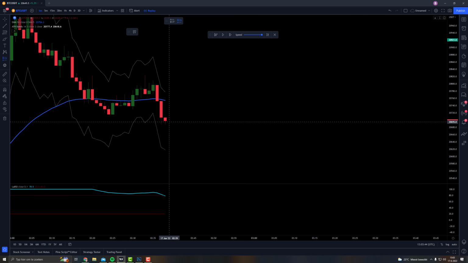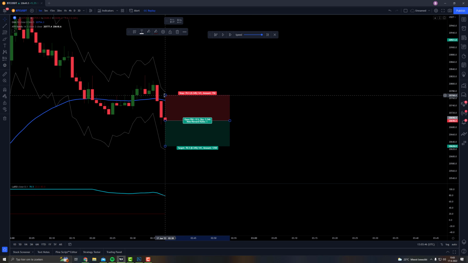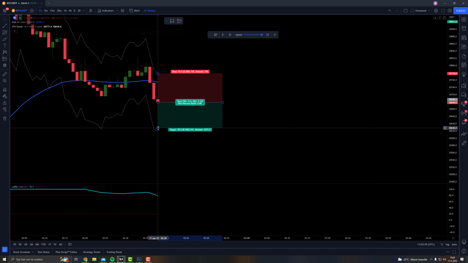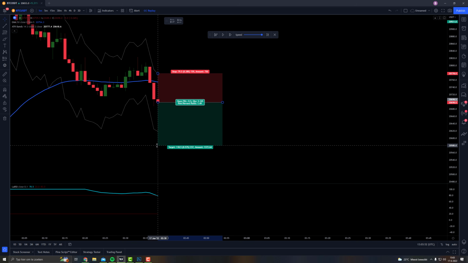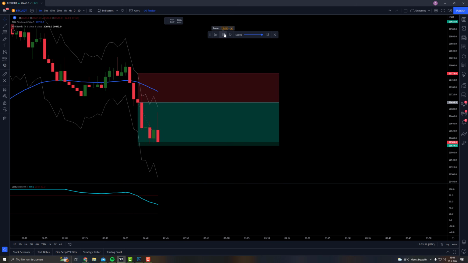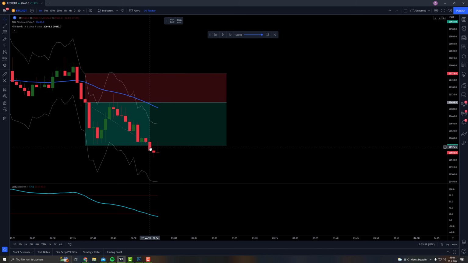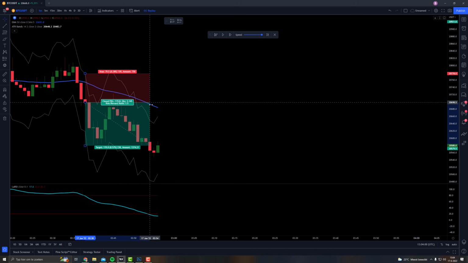So this would be a short position for us, and our stop loss should be on the current ATR, and we do it times 1.5, like that. And let's see how it plays out. So it hit right there nicely. That is where we take our profit.